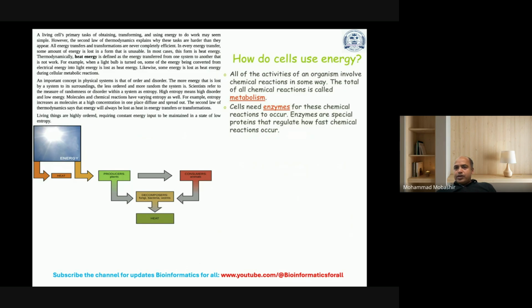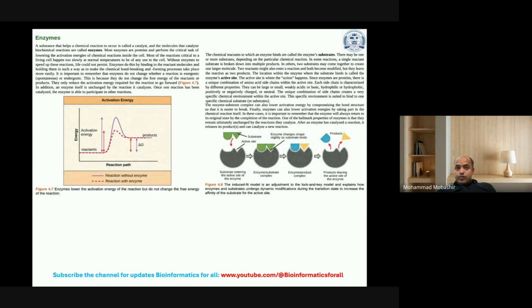So all the activities of the organism involve chemical reactions. The total of all chemical reactions is jointly called metabolism. And cells need enzymes for these chemical reactions to occur or to be controlled. Enzymes are special proteins that regulate how fast chemical reactions should take place and at which time also. So enzymes are sometimes functional when they get certain strength. So you can see something called threshold activation energy, then reactant activation energy, then something is formed called product. And the activation energy is somewhere here.